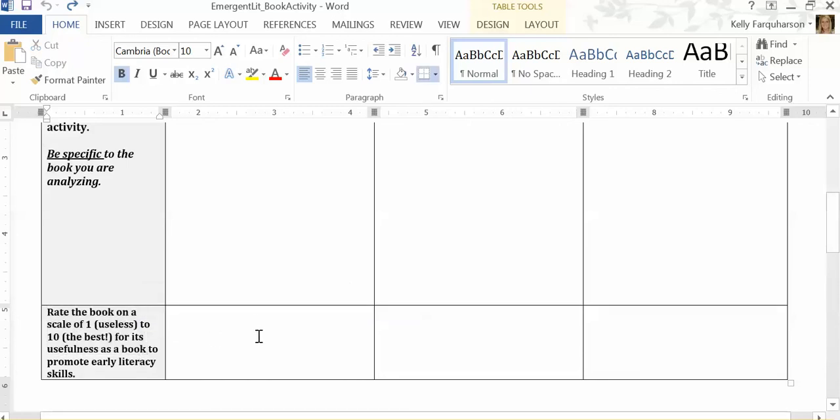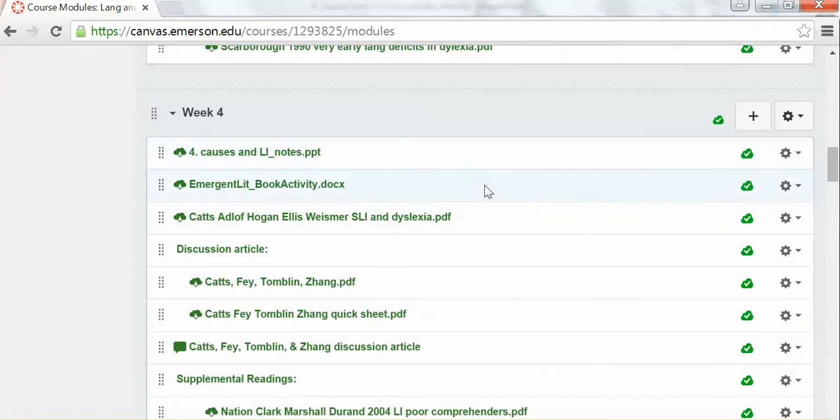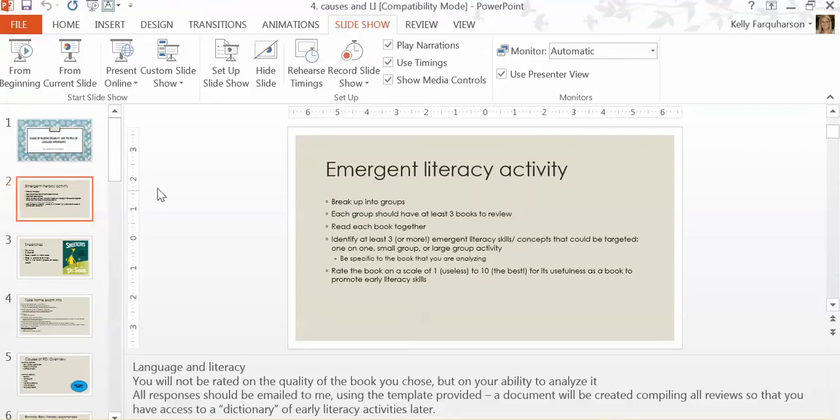And you won't be rated, you're not going to be graded on this at all, but I'm not going to think poorly if you use a book and then you think, oh my gosh, now that I really think about it, I would rate this book as a 1 or a 2. It's terrible. That's completely fine. The more important piece is that you're thinking about it. So that is the emergent literacy activity here.